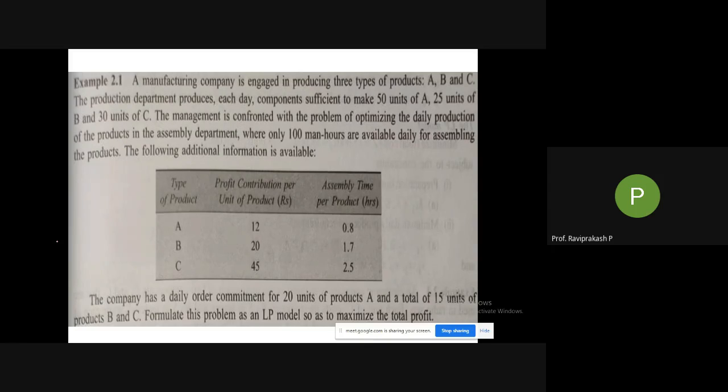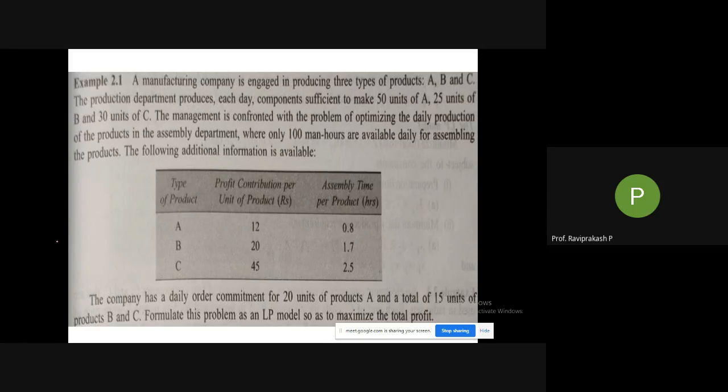Okay, type of product you can write in that particular column. It is A, B, and C. Profit contribution per unit of product: for A it is 12, for B it is 20, and for C it is 45. Assembly line for A it is 0.8, for B it is 1.7, for C it is 2.5.